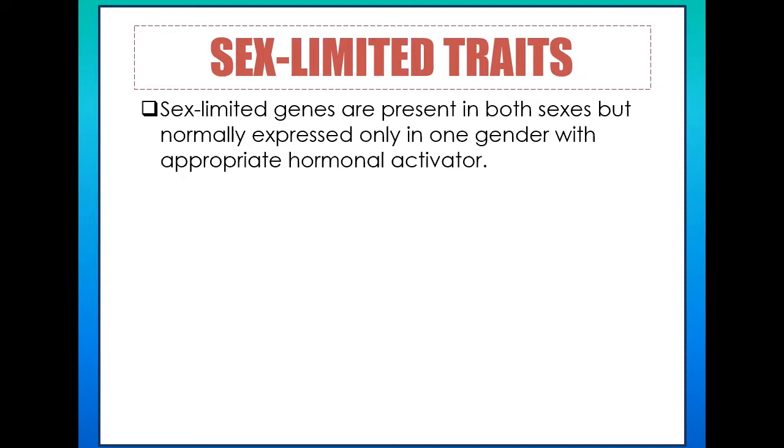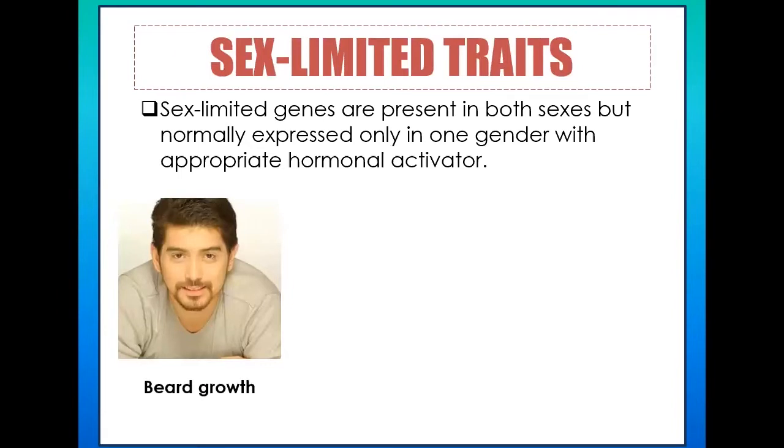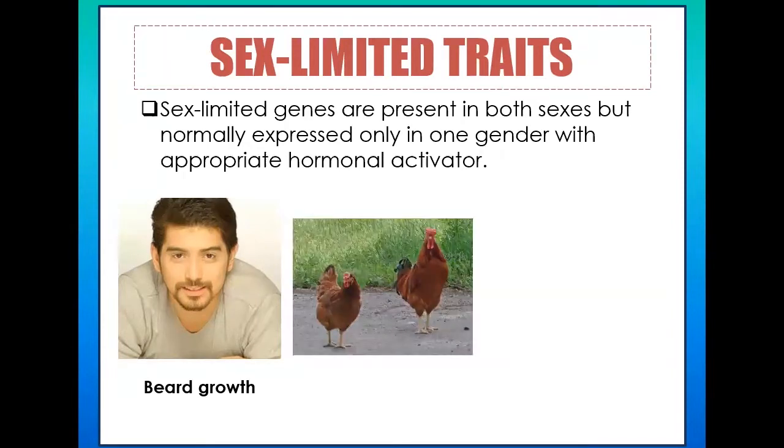So here are the examples. Beard growth in males. Okay, there is none in females, so that is only limited to boys or males. Here is another example from lower forms of organisms. We have the comb in the rooster, the one I'm pointing at using my cursor. As we compare it to the hen, the rooster has a larger comb compared to the hen. So that only applies to the rooster, limited only to the rooster.